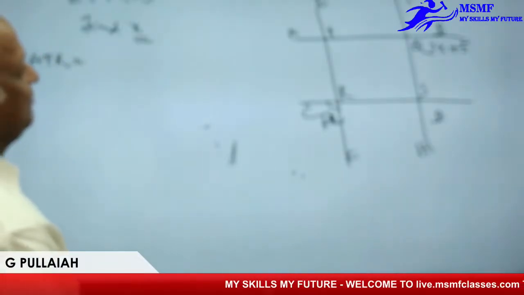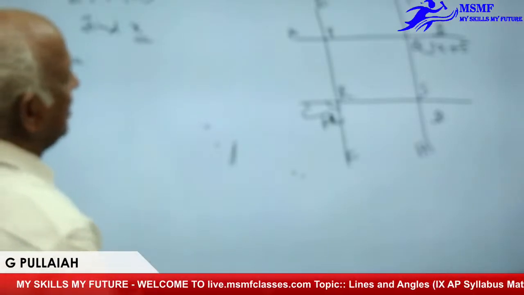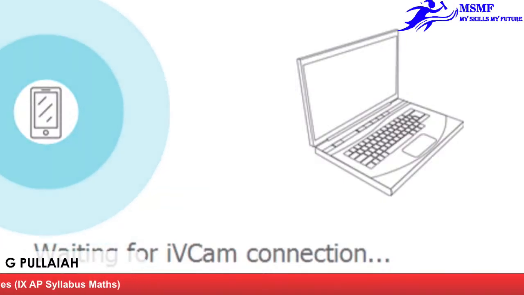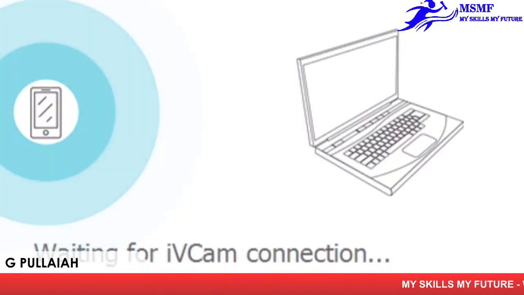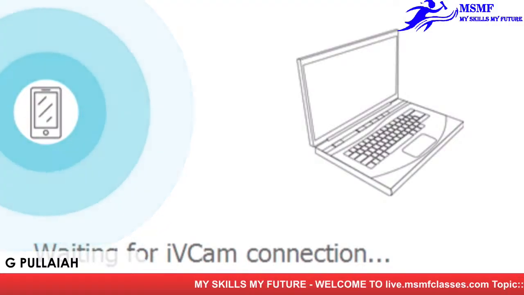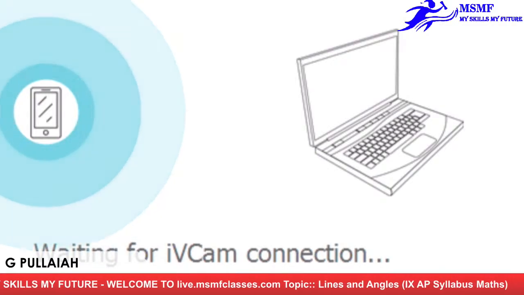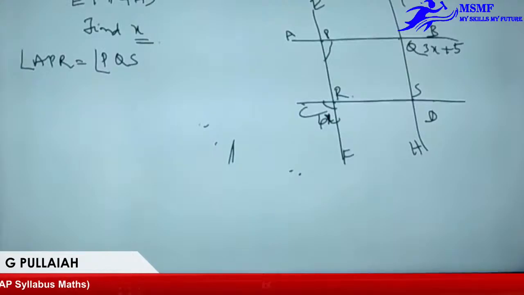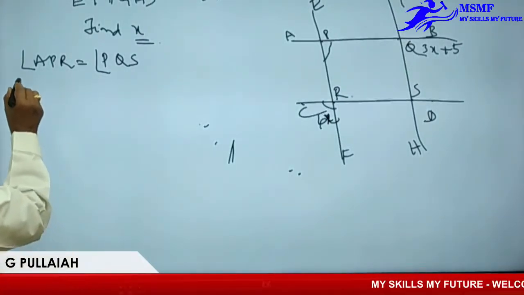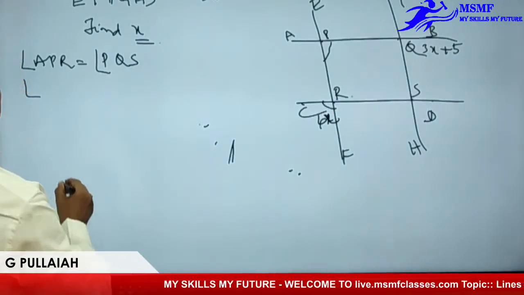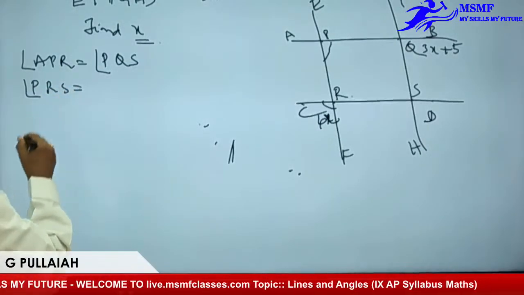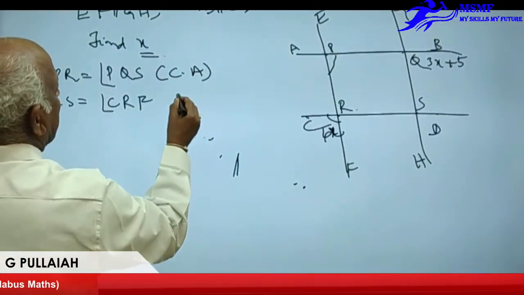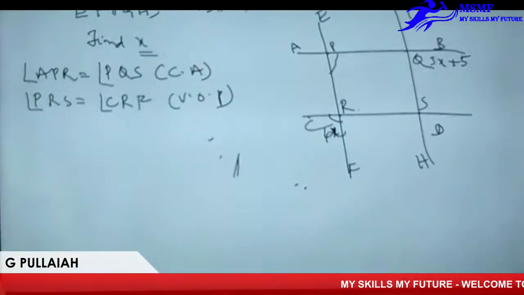Angle APR is equal to angle PQS. APR is equal to angle PQS because they are the corresponding angles. And here, if you take this one, these two are the corresponding angles. Again you can take angle PRS is equal to angle CRF. These are the vertically opposite angles. I hope you follow it.